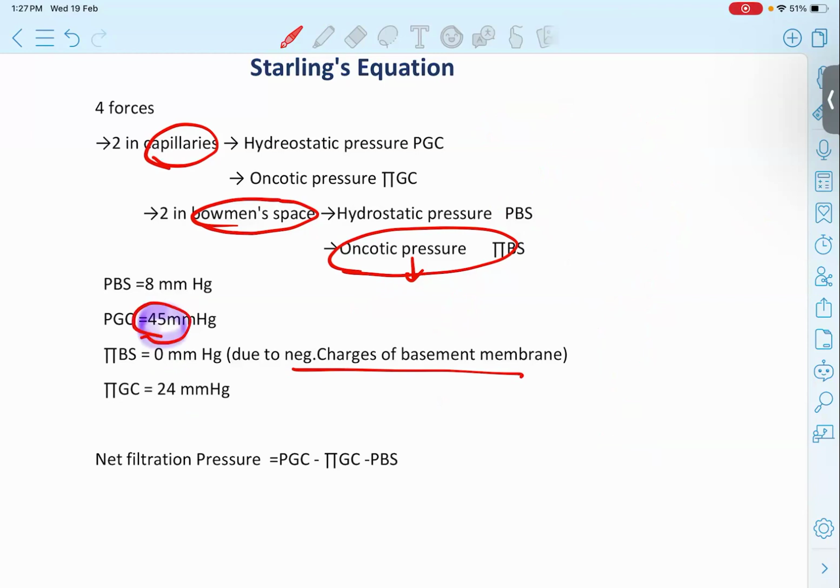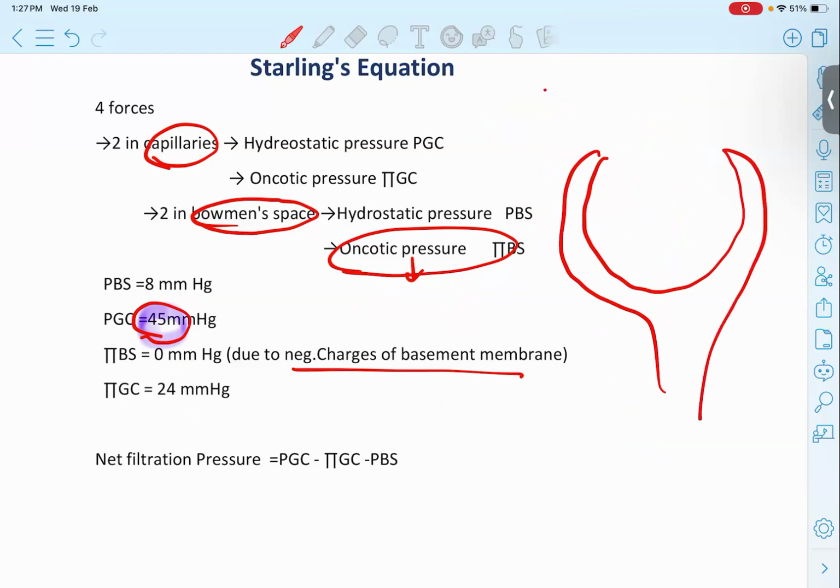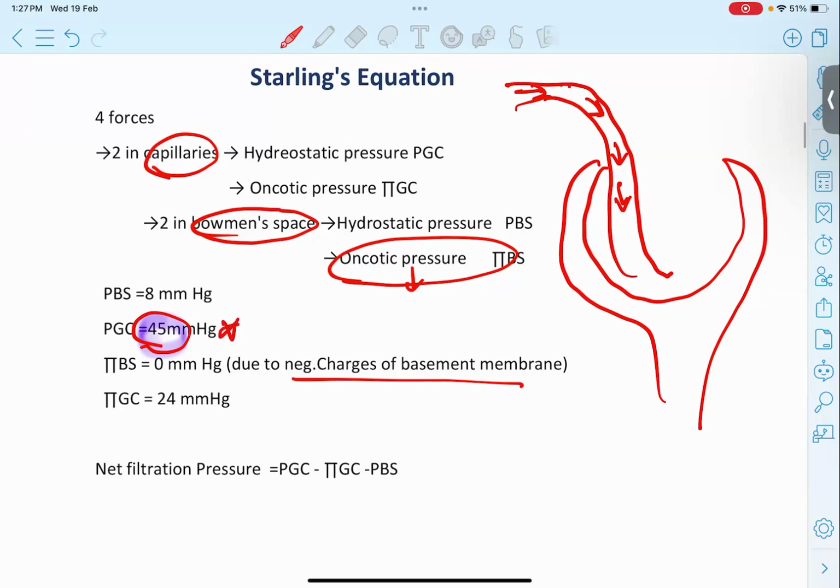Why is it the highest pressure? Because I just showed you right here that hydrostatic pressure is the pressure of the blood that is passing through the afferent arteriole. This is the hydrostatic pressure. So this is the main force that promotes filtration. The hydrostatic pressure of glomerular capillary is the main force that promotes the filtration.